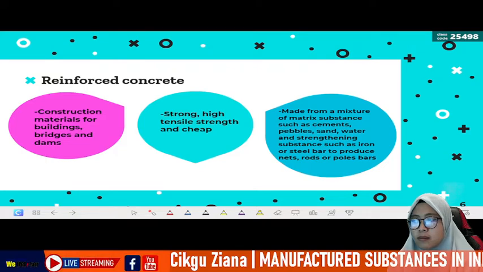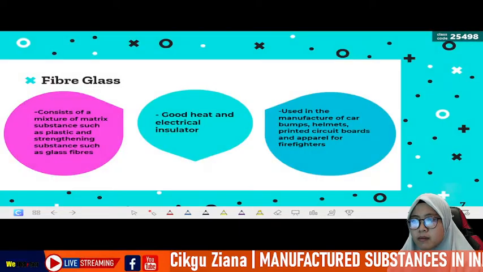It is made from a mixture of matrix substance such as cements, pebbles, sand, water, and strengthening substance such as iron or steel bar to produce net, rods, or poles bar. You can refer to the pictures in textbook page 266.